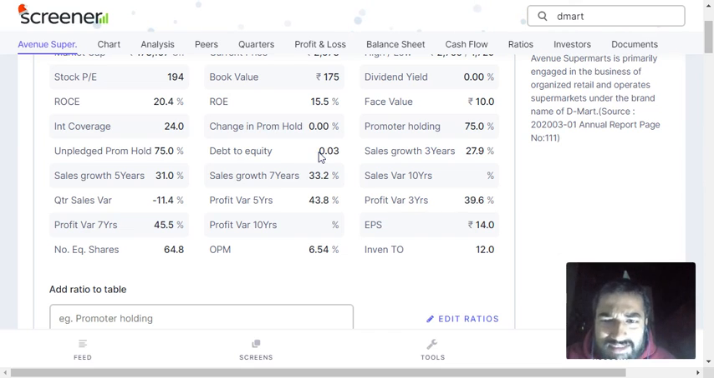DMart has just 0.03, which is a great number. I would say a virtually debt-free company, very little debt, no burden of interest payment at all, very little burden. And that is what makes you flexible.